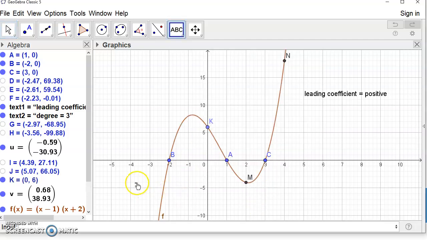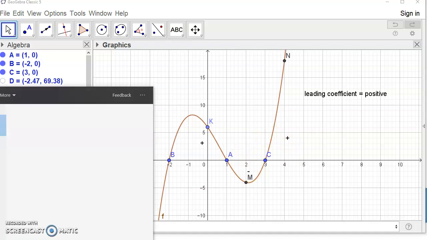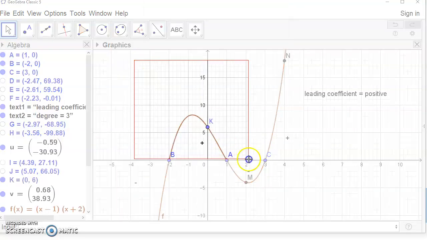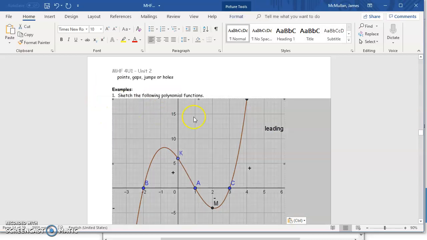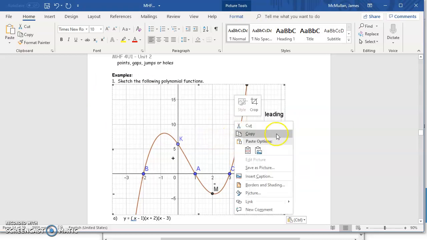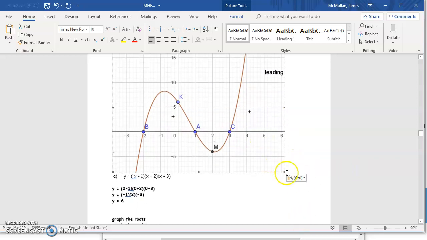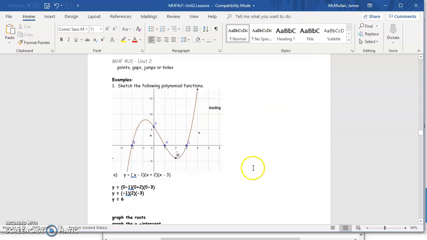So, you know, we get that pattern that we expected. There was a negative in this region between A and C, and then positives in the other regions, right? Positive in the region in between B and A, and then positive after C. So just quickly, we'll grab a picture of this. And for our note, this goes there. Shrink it down a bit. Okay, so that's what your graph is going to look like there.